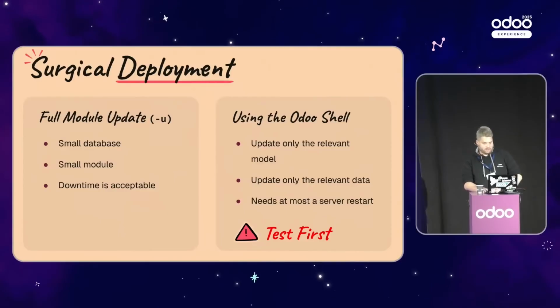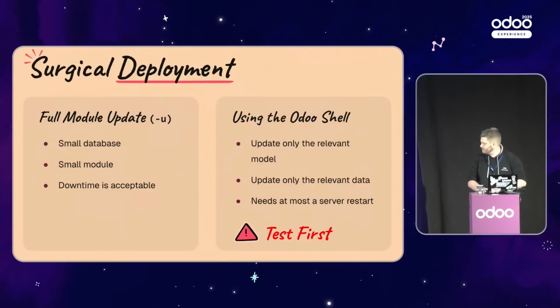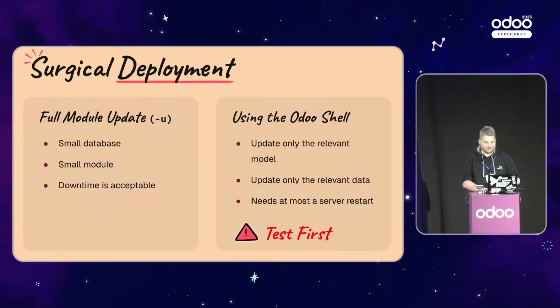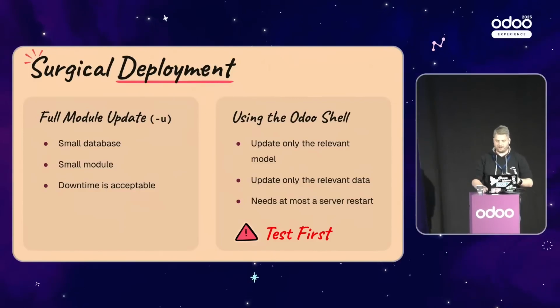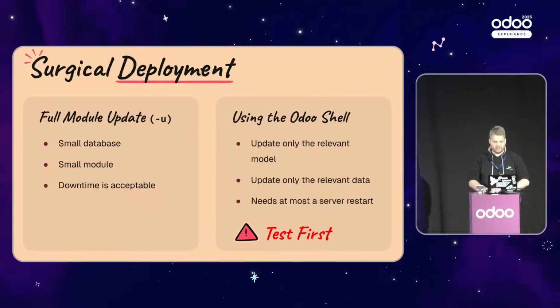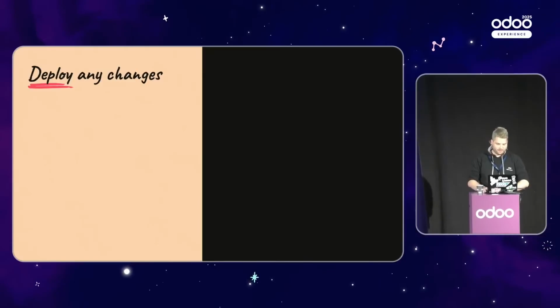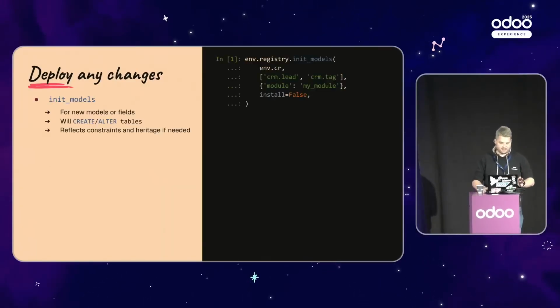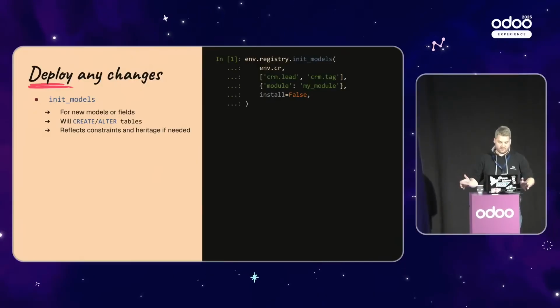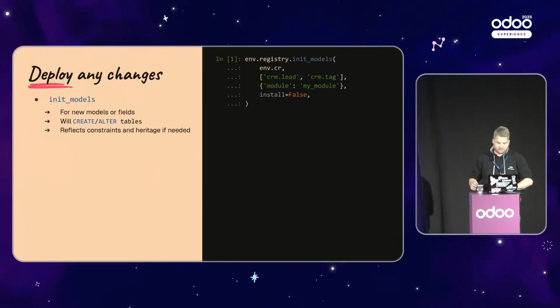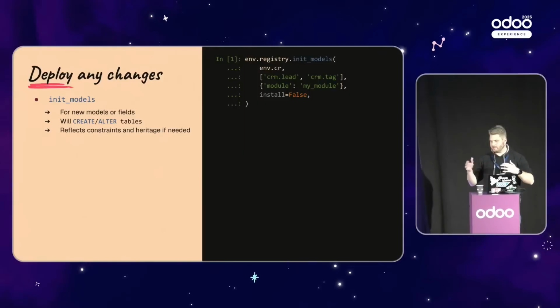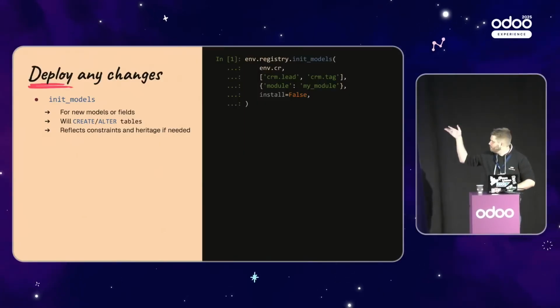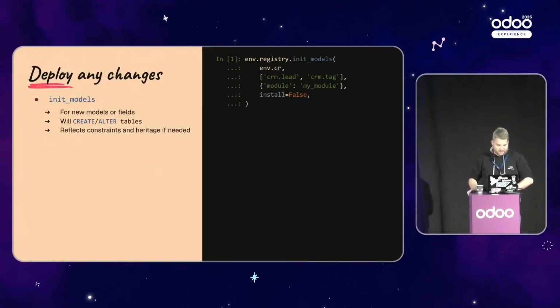Now, test first, yes, as I said earlier, this is pretty dangerous. Always test first before executing stuff in the shell in live production. Now, to deploy any changes, basically the process will be like this. You will call init models from the registry. This will create and alter the tables relevant to our model from a new module here, for example, my module. And this will also reflect the constraints and the inheritance if it's needed.